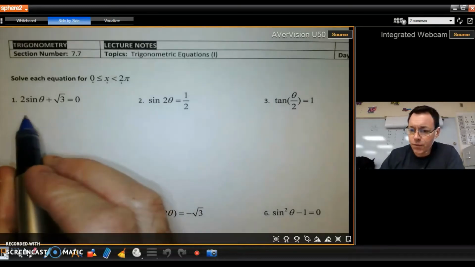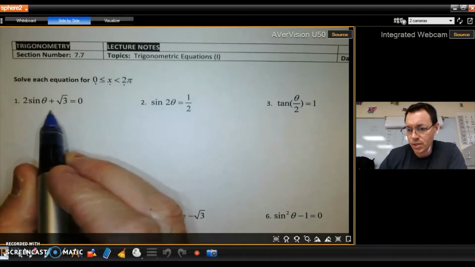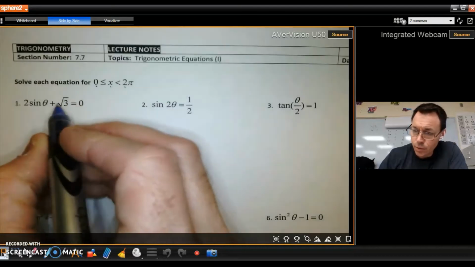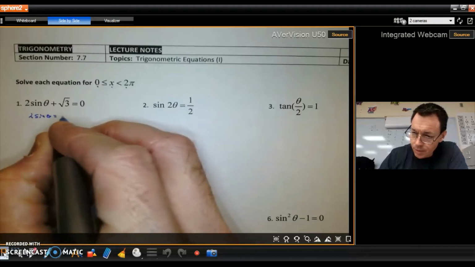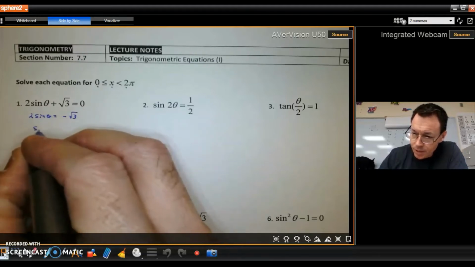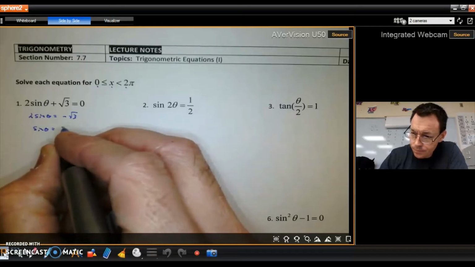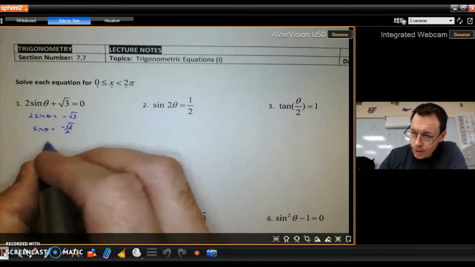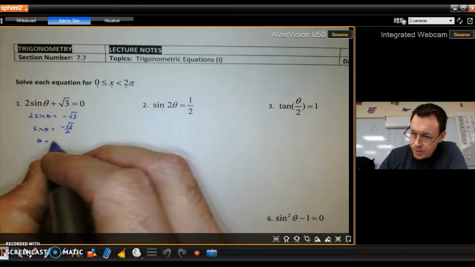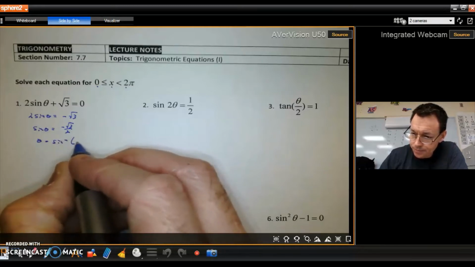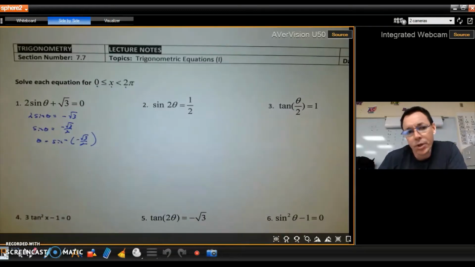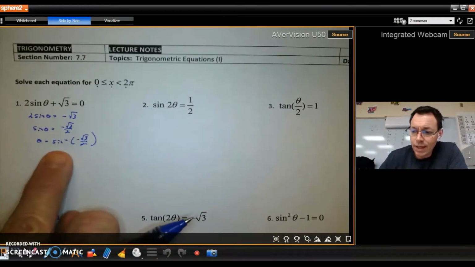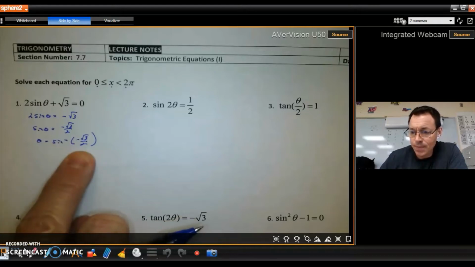If you look at the first example, this is very similar to something we would have done yesterday. So we're going to solve this. We're going to move the radical 3 over. That'll become negative radical 3. Divide by 2. Move the sine to the other side. It's now the inverse sine. Okay, and now we're going to go to the chart. So we want the angles that have a sine value of negative radical 3 over 2.